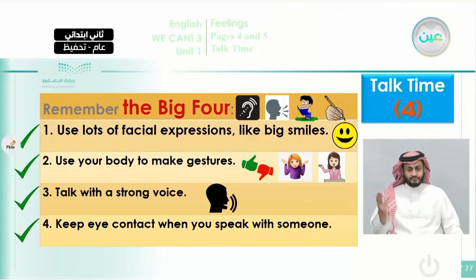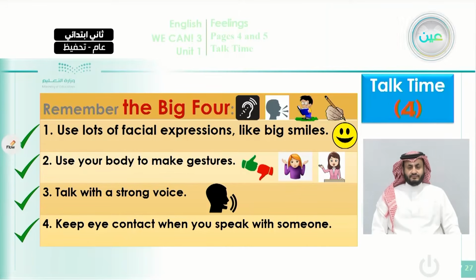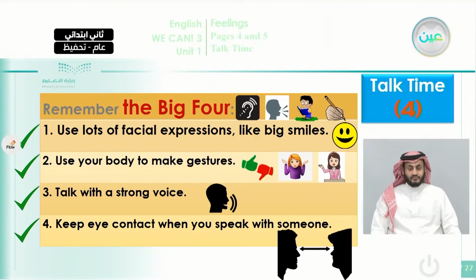Number 4, you keep eye contact when you speak with someone. When you speak to somebody, you have to look at their eyes, because this is very important as a communication skill. It's not polite to talk to somebody while you are looking at something else. So make eye contact, which means look with your eyes into their eyes. Okay, so this is what we mean by keep eye contact when you speak with someone.